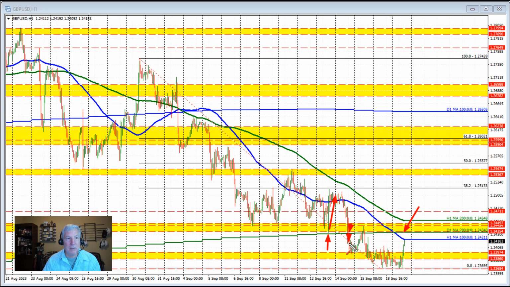On Thursday, the price fell below that level. On Friday, the price was able to move above that level but stay within this swing area. So 200-hour moving average, swing area, 200-day moving average, swing area, 200-hour moving average are the targets here for the sterling versus US dollar if the bias is going to continue to the upside. But right now, we are testing the 100-hour moving average at 1.2421.